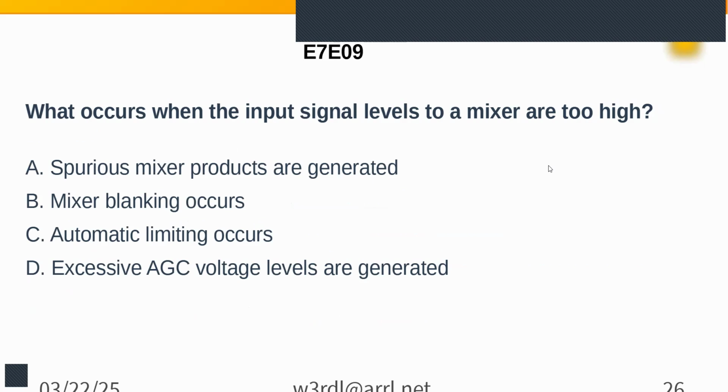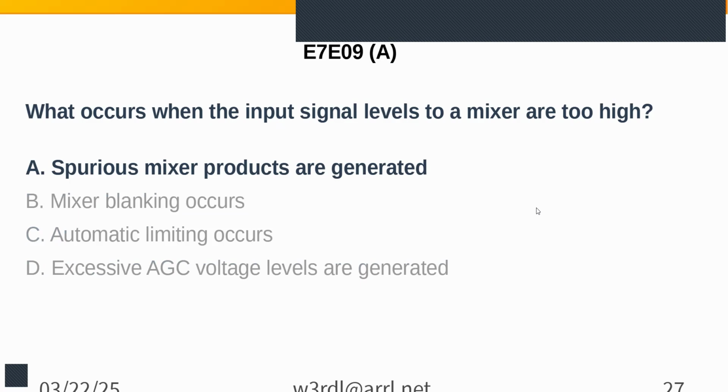What occurs when the input signal levels to a mixer are too high? Alpha, always. Yeah, alpha. Because you're going to get harmonics, and they call those spurious mixer products because you don't want them.